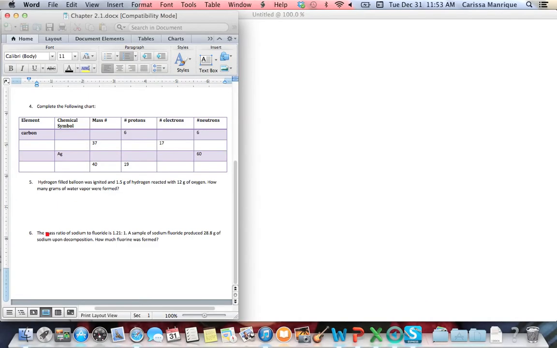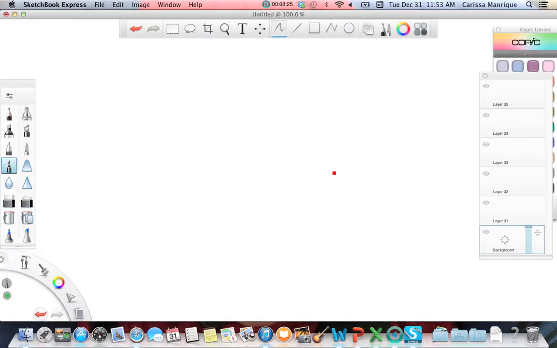It says a mass ratio of sodium to fluoride is 1.21 to 1. Okay, so let's write this down. We have 1.21 to 1, and this was of sodium to fluoride. Okay? So you can see there's more sodium to fluoride by mass. So 1.21 grams of sodium per 1 gram of fluorine. Okay, now let's see the rest of the problem.